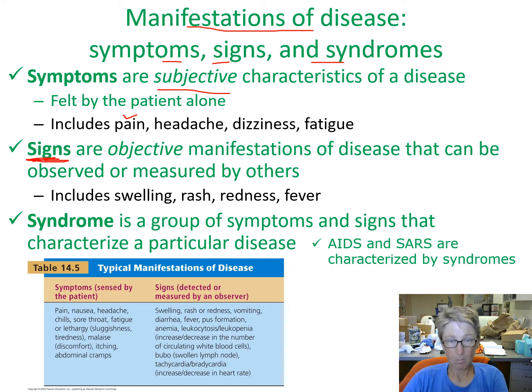Signs, however, are objective manifestations of the disease, and they can be observed and they can be measured. So for example, a doctor can measure the swelling. You can look at a rash or redness, or you can take your thermometer and see that someone has a fever. And then a syndrome is a group of symptoms and signs that are characterized by a particular disease. So for example, AIDS and SARS are characterized by syndromes. And then this table just shows you some additional symptoms and signs.